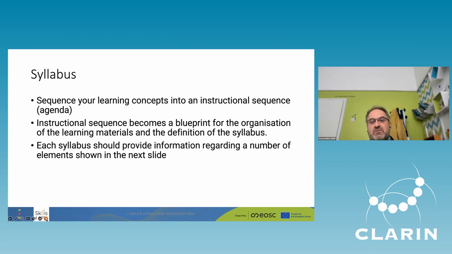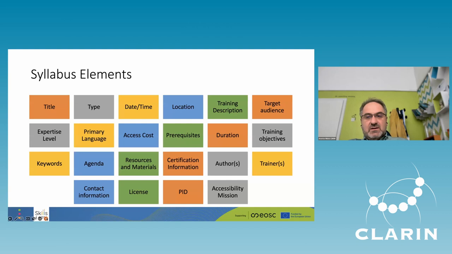And it's important that the syllabus provides information regarding several very important elements that we'll be presenting in the next slide. The elements of the syllabus include elements that are quite self-explanatory, like the title, the date and time, or the location of the training, but also the type, meaning would it be a course, is it intended to be delivered as a workshop, or maybe it's a webinar. The location can be a physical location or a link to the virtual room where the training will be delivered, the target audience description, the expertise level expected from the target audience. Is it a beginner, intermediate, advanced level of training? The primary language that will be used, the access cost.